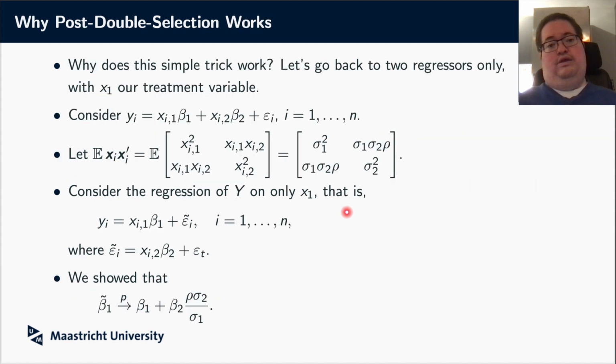Now let's see why this works and what the intuition behind it is. So to make it a bit more manageable, I'm going back to the case where we have just two regressions.